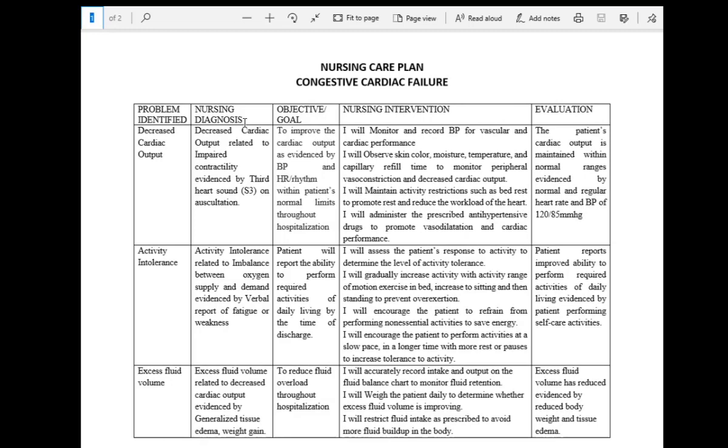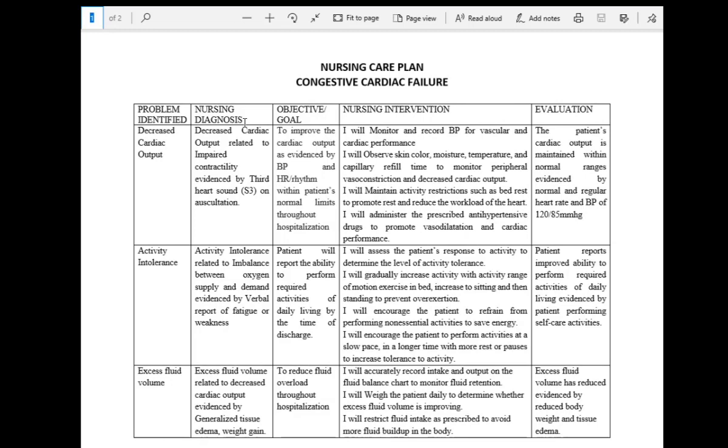The objective or goal for our problem is to improve the cardiac output as evidenced by blood pressure and heart rate within patient's normal limits throughout hospitalization. So our goal here is to make sure that the patient has the BP and heart rate within his or her normal ranges or limits throughout hospitalization.